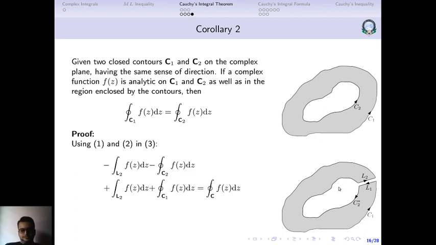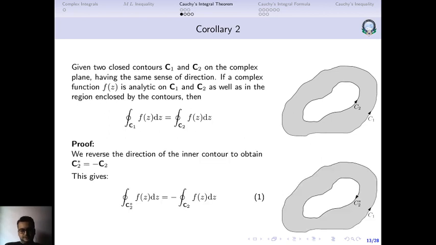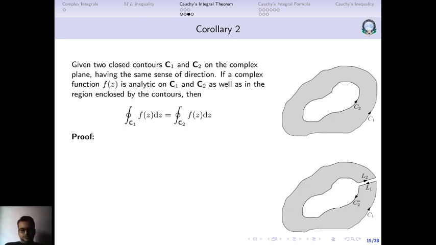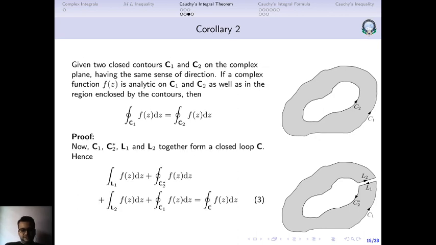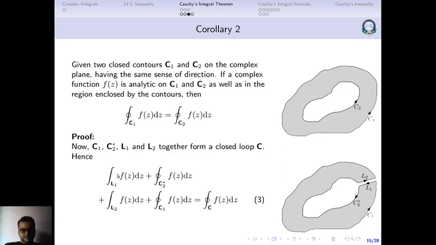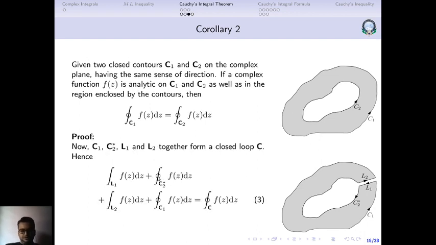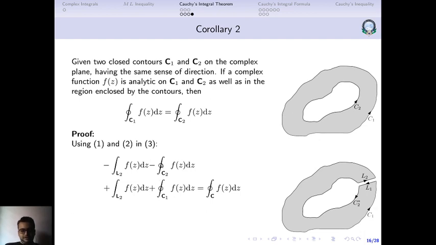Okay, so using these equations, equation number 1, equation number 2, and this equation number 3, what happens? These two are opposite of each other. L1 is equal to minus L2, and we had C2 star, which is equal to minus C2, which is what we had here. So now these will cancel out. The first and the third integrals cancel out, which leaves us this one. Now the integral over C1 must be equal to the integral over C2.